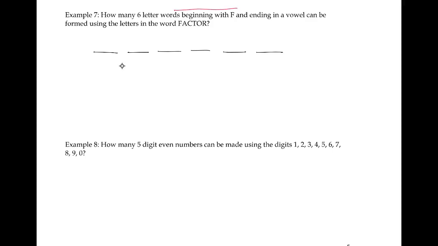So beginning with F means that I'm still using the word factor. There is only one F to choose from, so I literally have one option as to what's going in that first blank. It can only be F. My next restriction is that it ends in a vowel. Well, I look here in my options for letters, I've got 2 options. It can either be A or O.